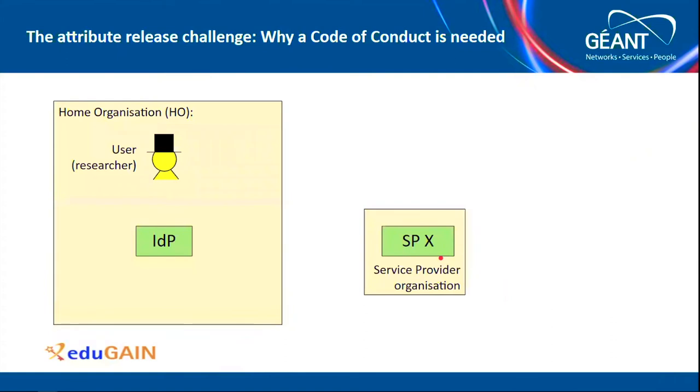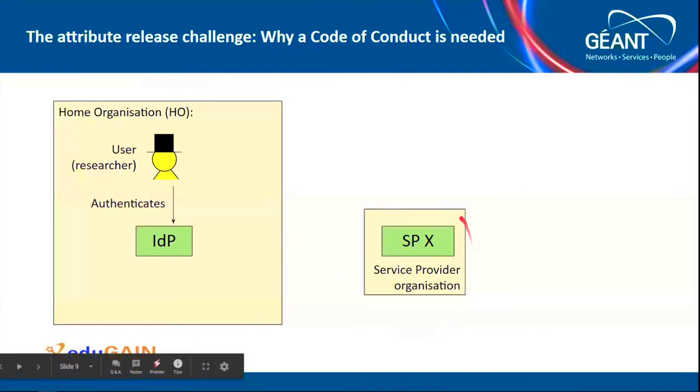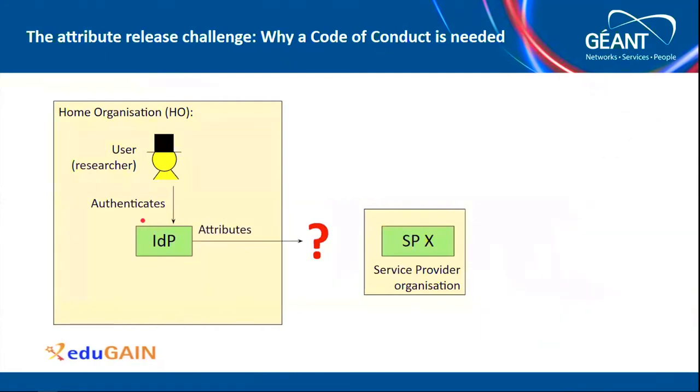So this is how it works. And this diagram also illustrates the challenge why we have the code of conduct that I will soon introduce. We have here the user. They are a researcher in the home organization, and the home organization manages a server that we call an identity provider, or IDP. And when the user wants to access a service managed by another organization, the user first presents the username and password or other means of authentication to the home organization's identity provider server. And then the identity provider server releases, or is supposed to release, attributes to the service provider in another organization.